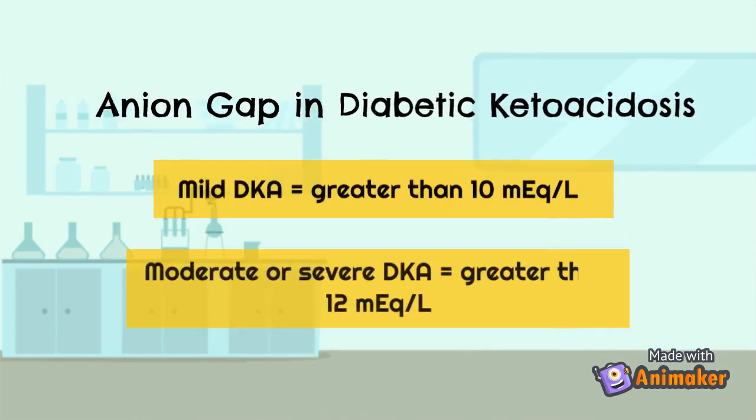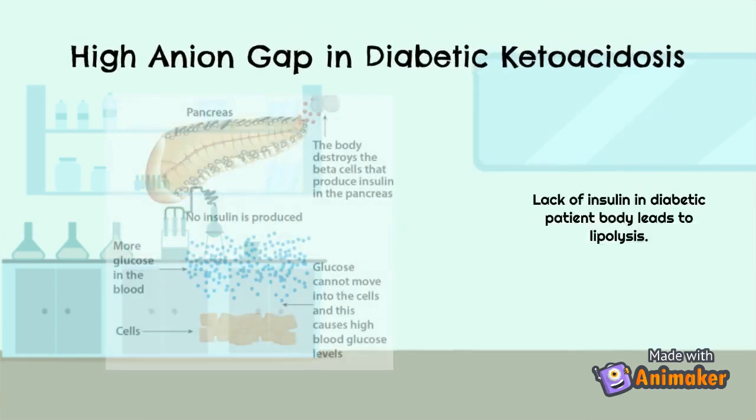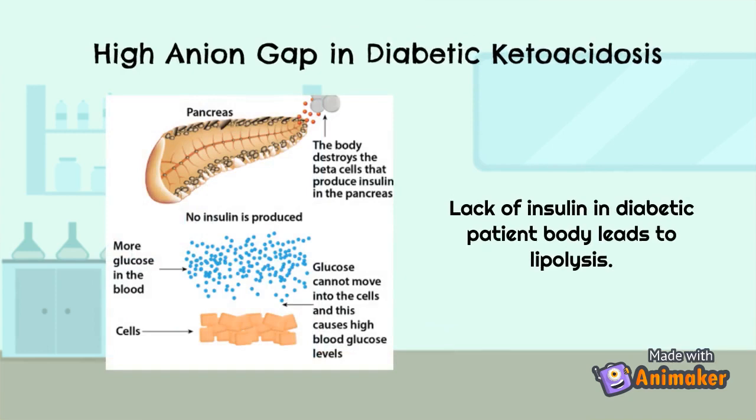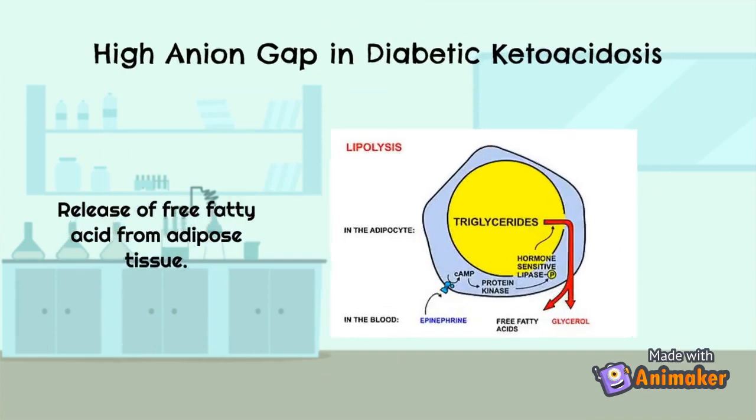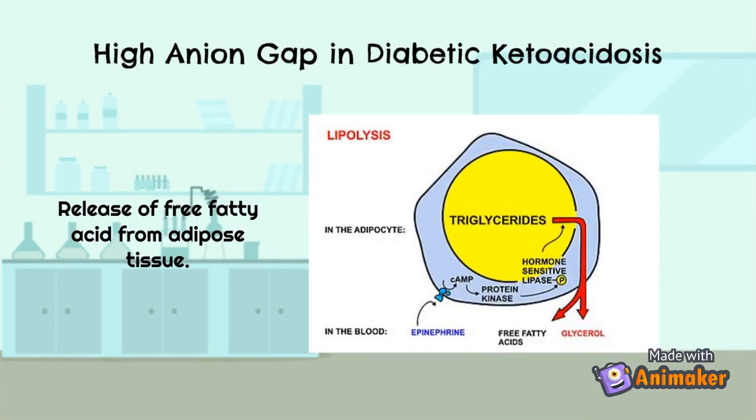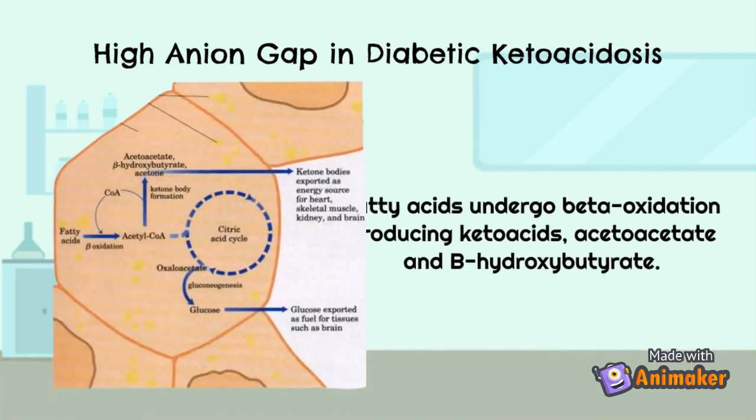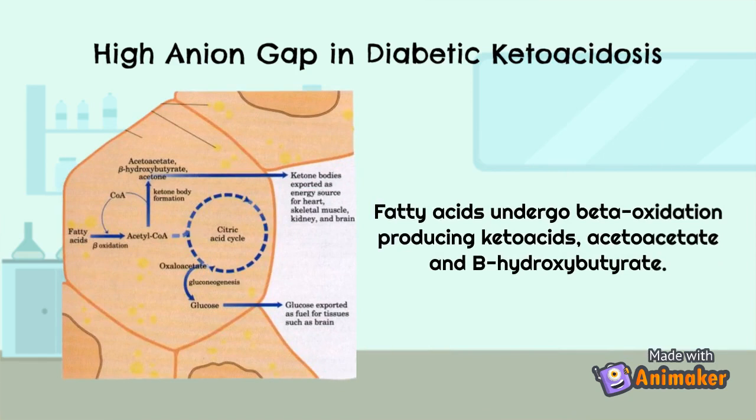Anion gap for mild DKA is greater than 10 milliequivalent per liter, while moderate or severe DKA is greater than 12 milliequivalent per liter. Diabetic patients are associated with the lack of insulin in their body that causes lipolysis to occur. Lipolysis is the release of free fatty acid from adipose tissue. This free fatty acid will undergo beta oxidation in the liver as a replacement for glucose in order to keep providing energy to the body.